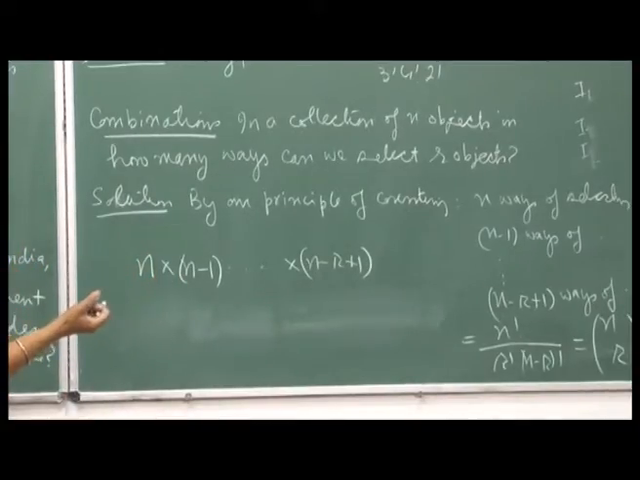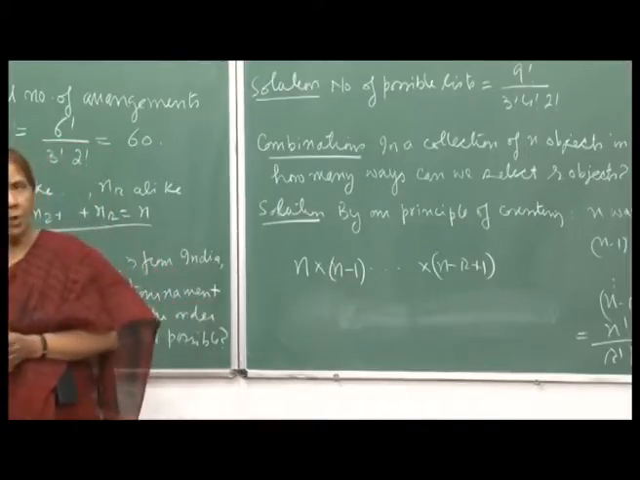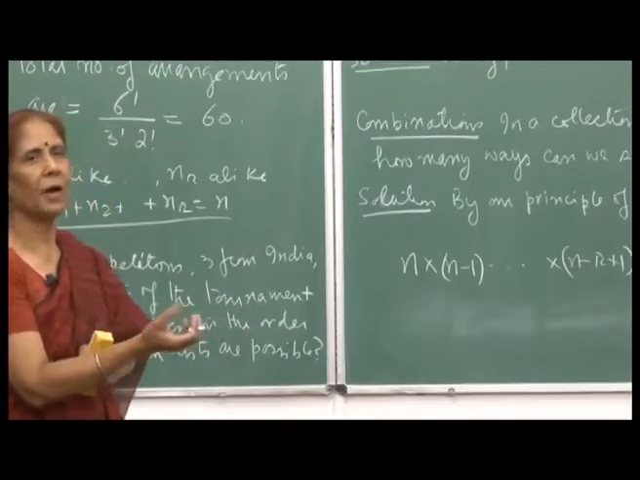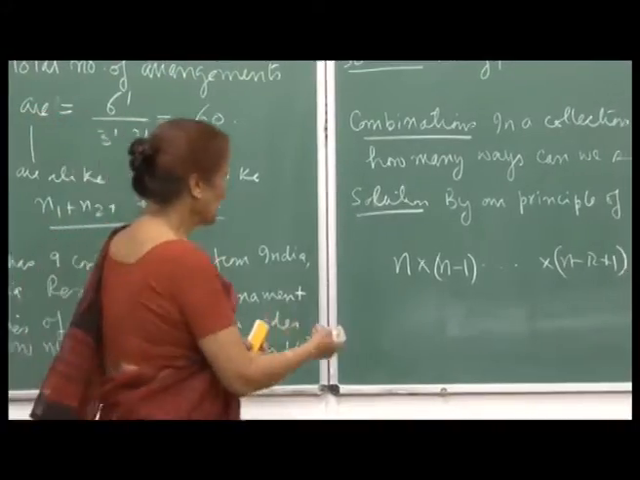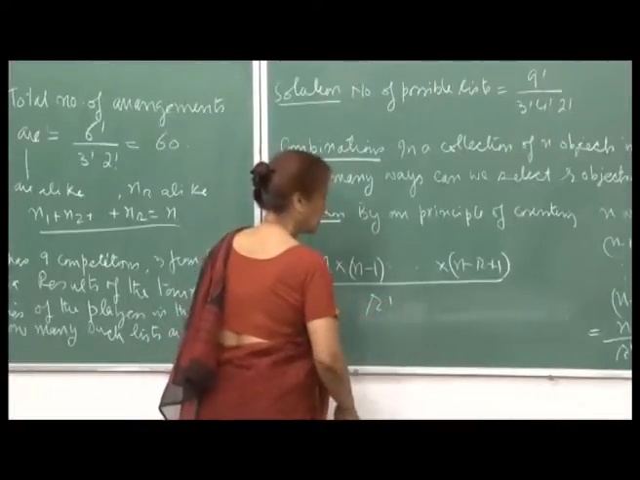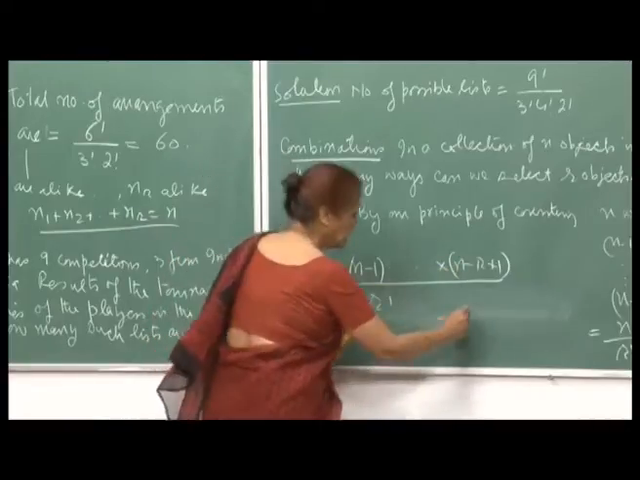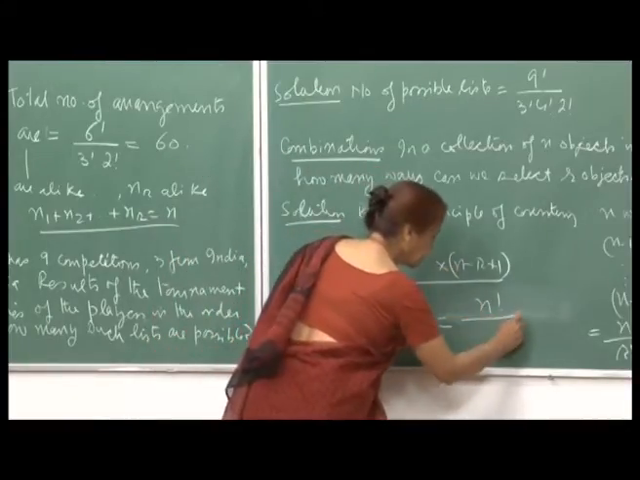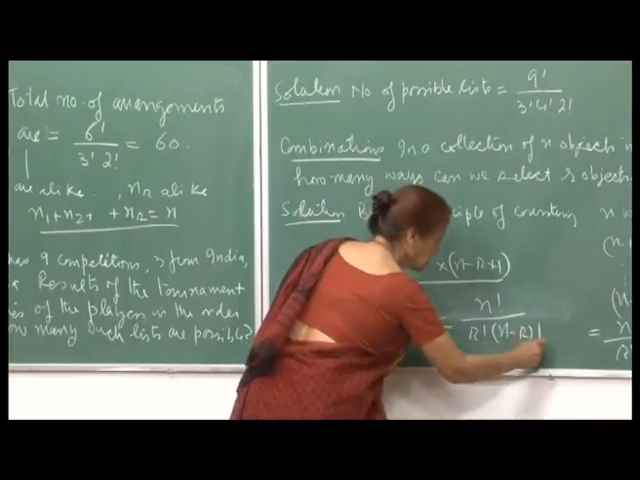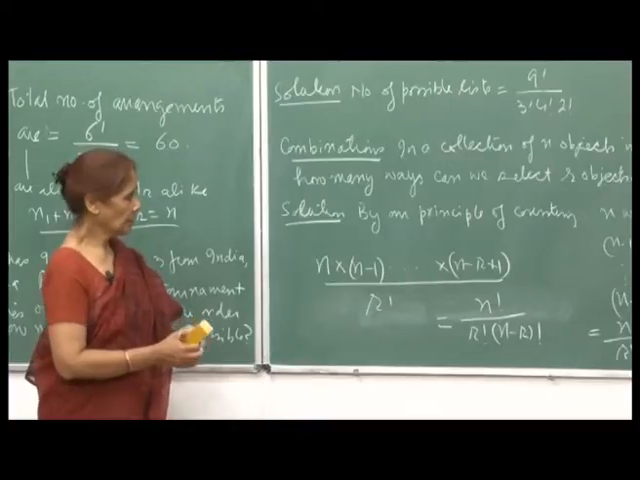So, this number, and since what we are saying is that it was not important the order in which the R objects were selected, it is only the final subset of R objects that I have with me. So, therefore, I will divide this by R factorial, and so you can write this number as n factorial divided by R factorial times n minus R factorial. So, this is the final.